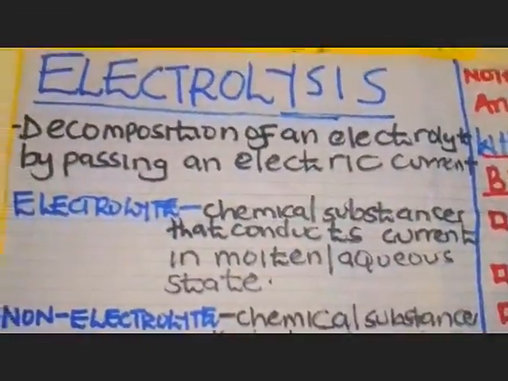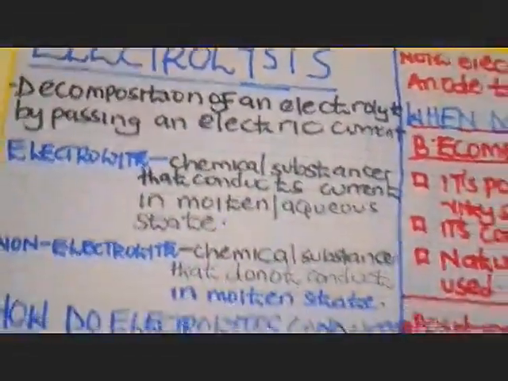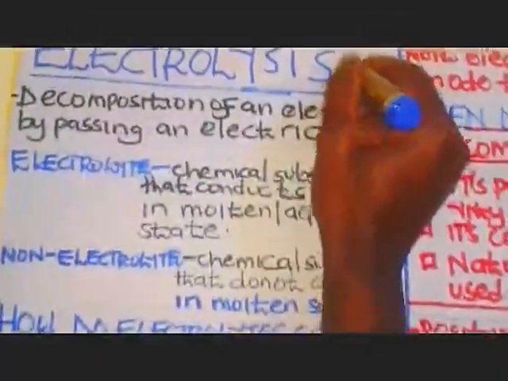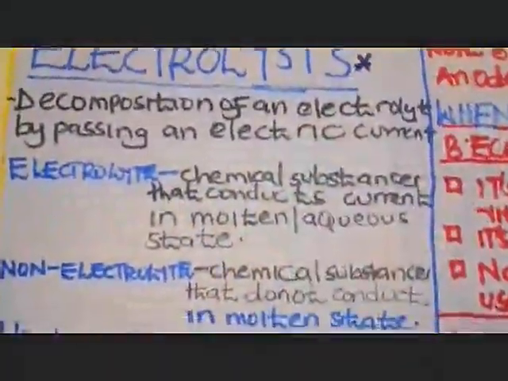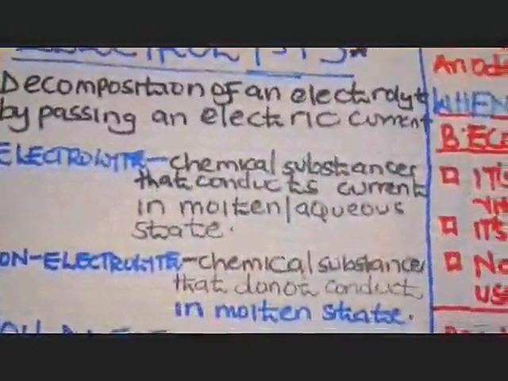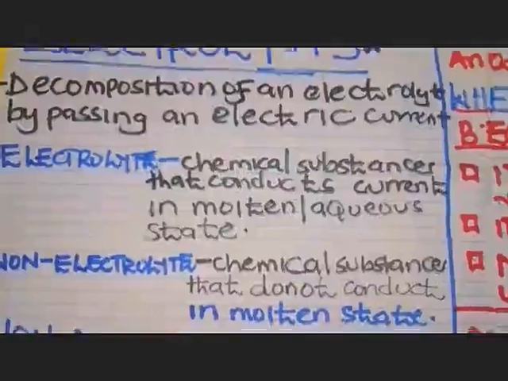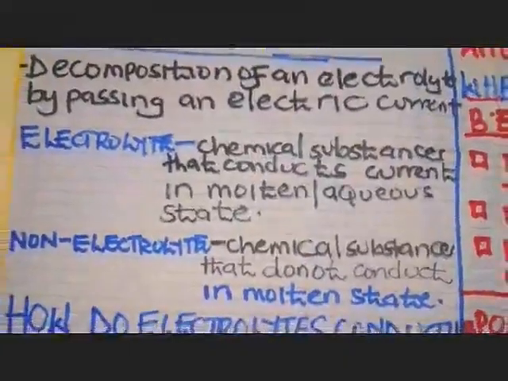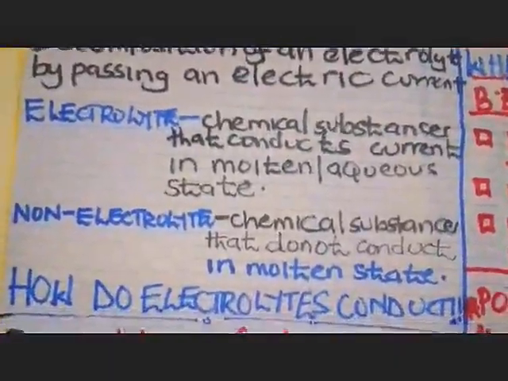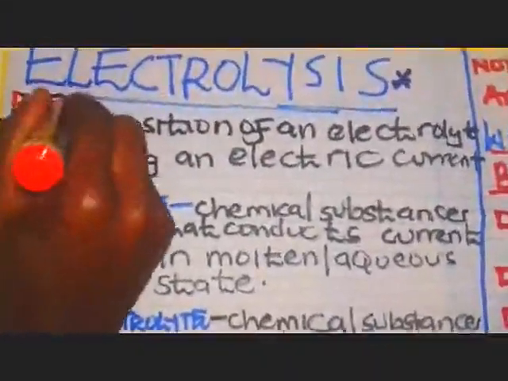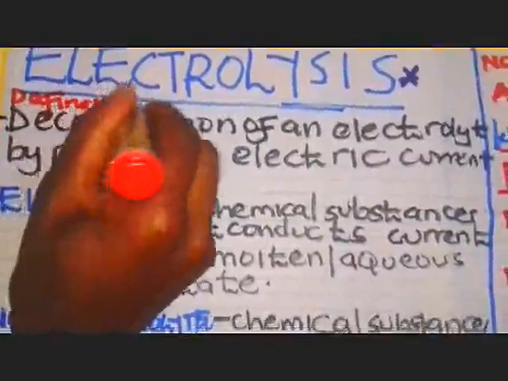Now members, today we are back with our chemistry, that is O-level chemistry, and our area of concern today is what we call electrolysis. Electrolysis is one of the topics which is applied more in most areas of the world and is very, very vital.